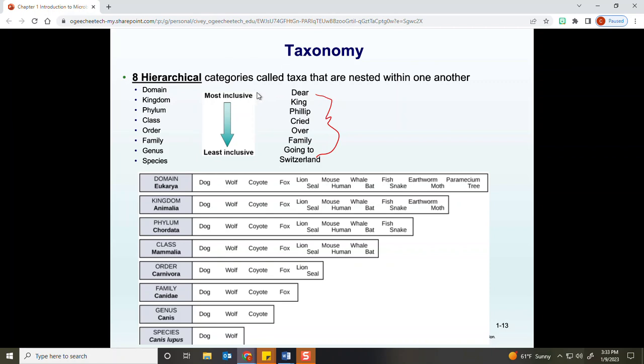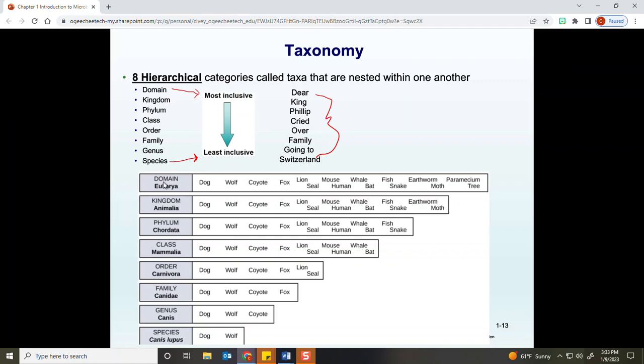At the very top, this top taxon, domain, is the most inclusive. And we get more and more specific as we get down. And as we get to the very last one, the species level, it is the least inclusive because it includes only one species. So let's look at an example.